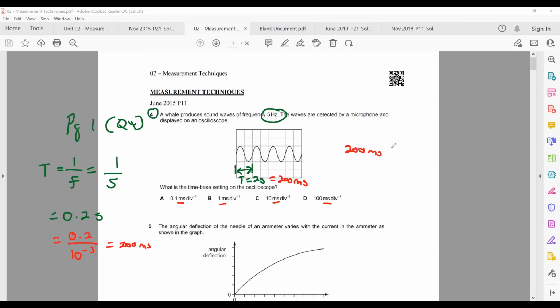What you can see here is 2 divisions. 200 milliseconds for 2 divisions. You see here, this is 2 divisions. Therefore, your time-based setting is the time per division here. So the time-based setting would thus be 200 divided by 2 equals 100 milliseconds per division. So the answer is D. This is just testing you on time-based setting. Okay, right? So that should be it.